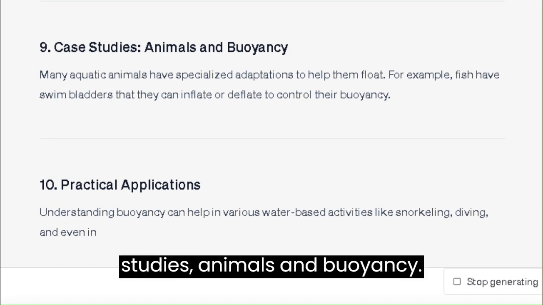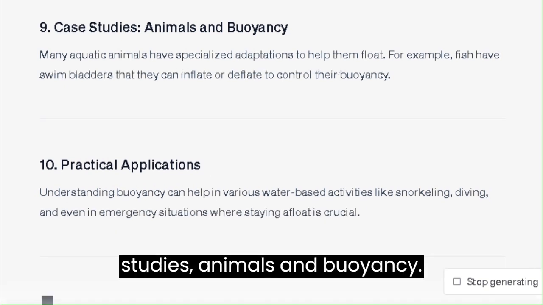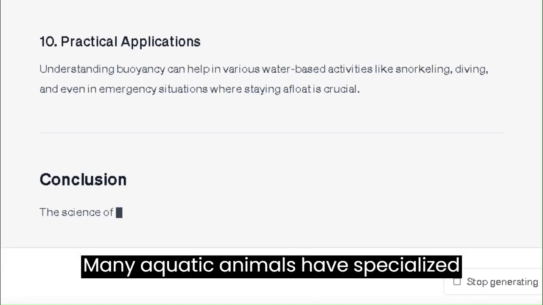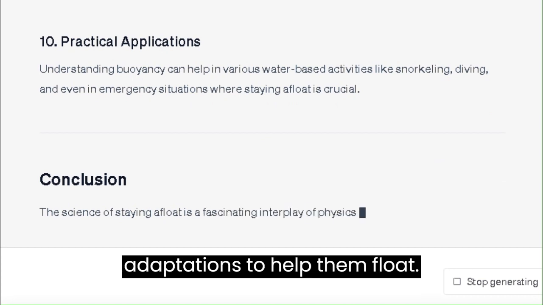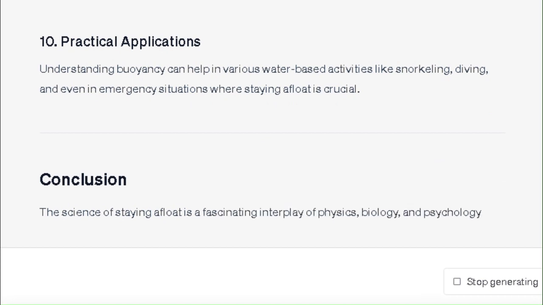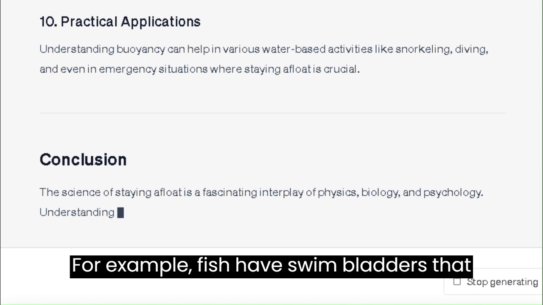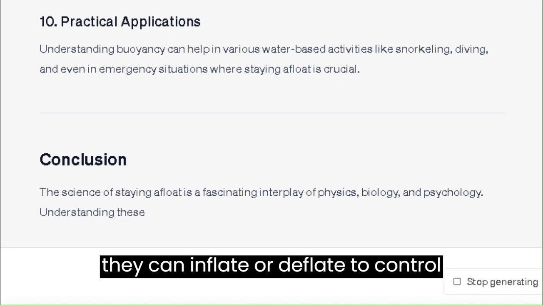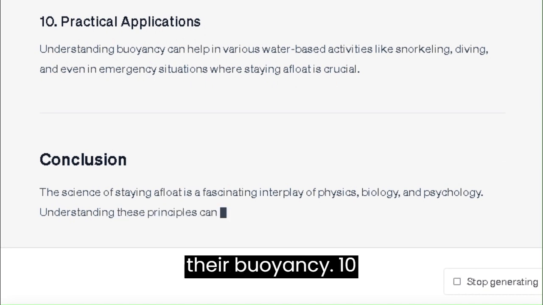9. Case studies, animals and buoyancy. Many aquatic animals have specialized adaptations to help them float. For example, fish have swim bladders that they can inflate or deflate to control their buoyancy.